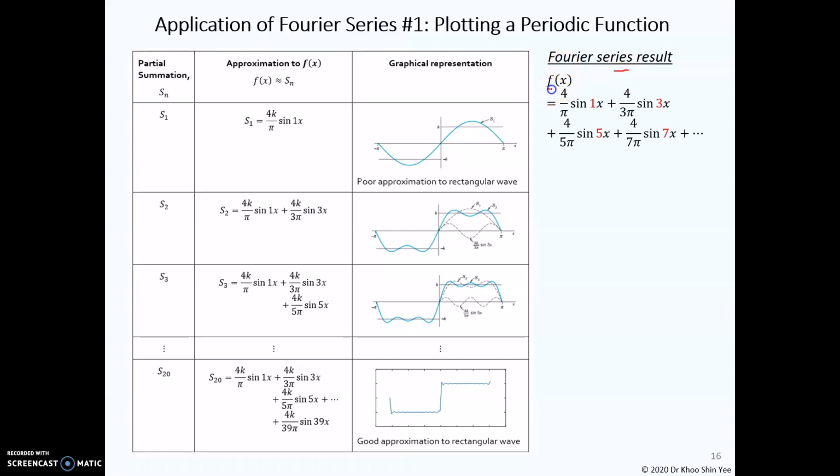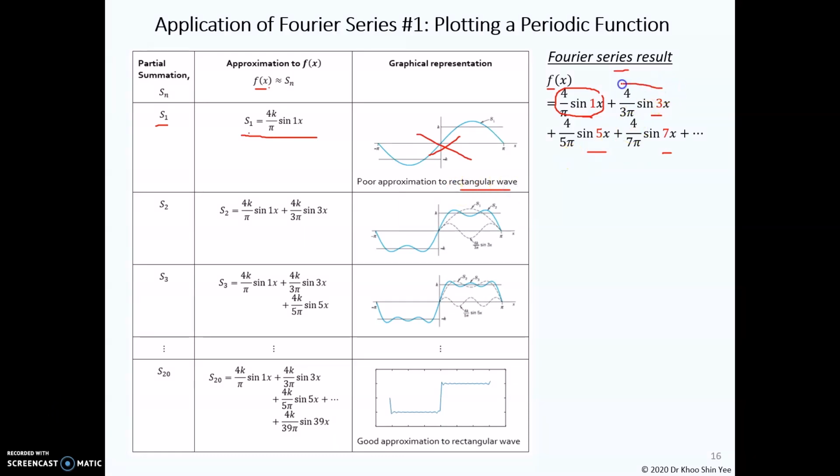You know that the periodic function f(x) is equal to the summation of multiple terms here. So if you take the first term and assume that f(x) is approximate to this function, then f(x) is approximate to x1, where x1 means the partial summation of the first term. So if you plot it, you obtain a sine wave, and the sine wave is not a good approximation because it's not similar to the rectangular wave.